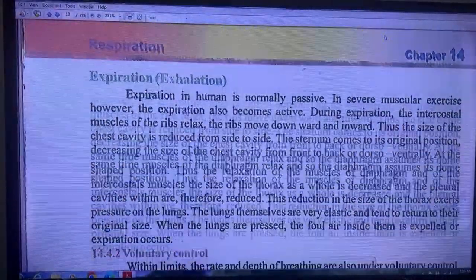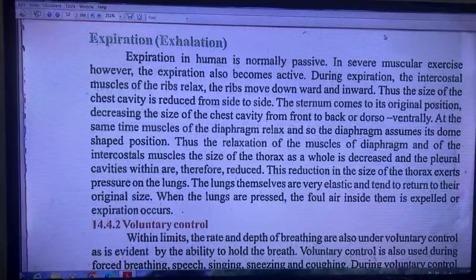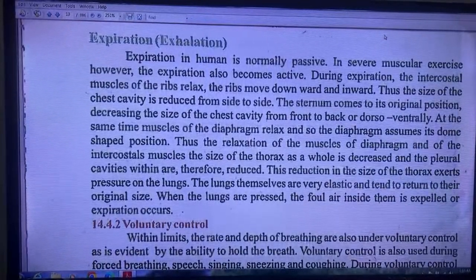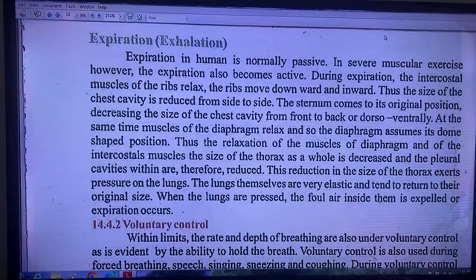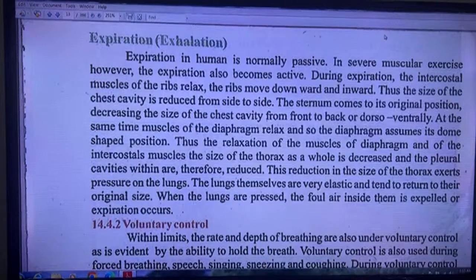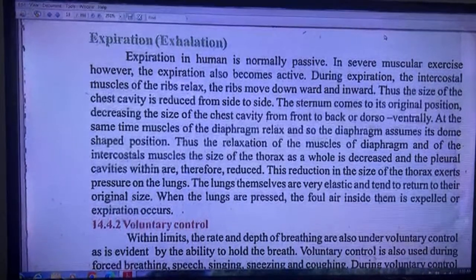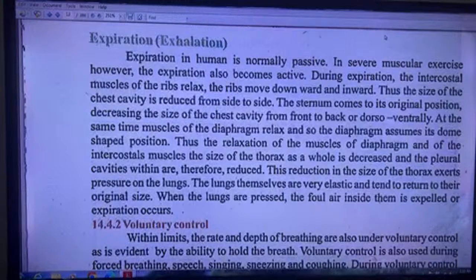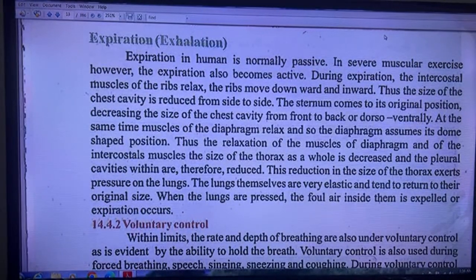Expiration, exhalation. Expiration in humans is normally passive. In severe muscular exercise, however, expiration also becomes active. During expiration, the intercostal muscles of the ribs relax. The ribs move downward and inward. Thus, the size of the chest cavity is reduced from side to side. The sternum comes to its original position, decreasing the size of the chest cavity from front to back, or dorso-ventrally.